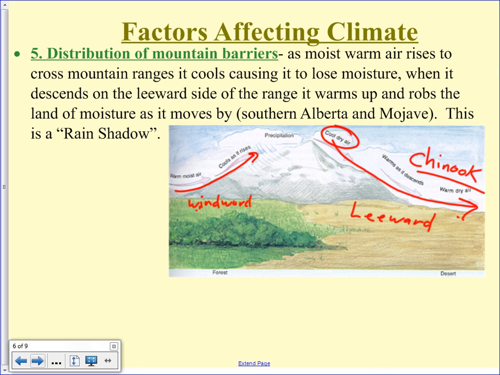If you've ever been to Hawaii, look for it. Every island is like that. There's a dry side and a jungle side. Yep. So this is a big deal. This one is probably, other than latitude, the biggest one for us. The mountains are probably the biggest factor affecting our climate.